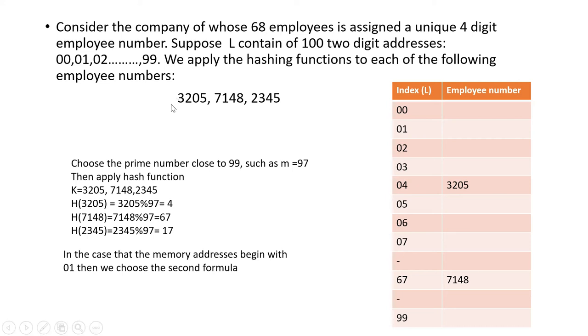Now you want to find the address for 3205. So what is the equation? H(3205) = 3205 mod M. M is 97, which is a prime number close to 99. So you get the remainder as 4. Modulus gives you the remainder of that particular division.